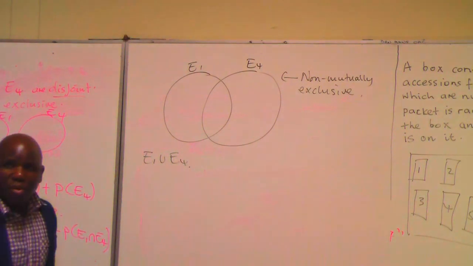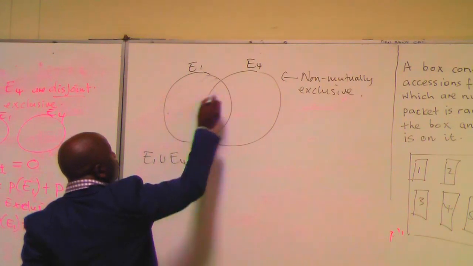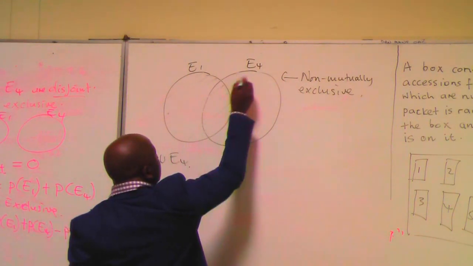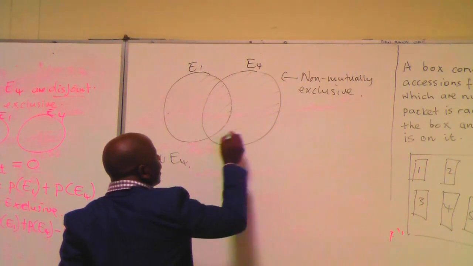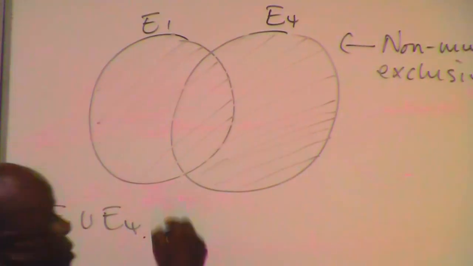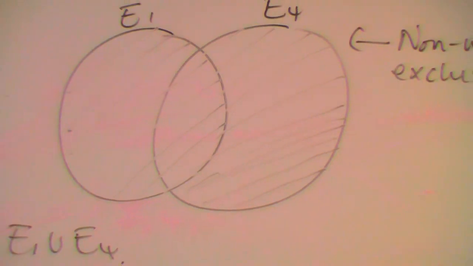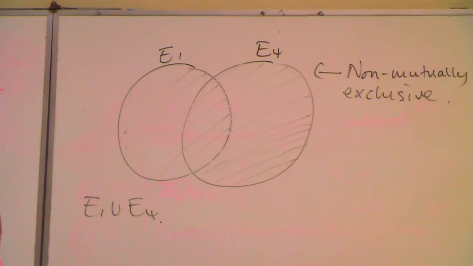You see, E1 union E4, I will shade the region to show you the region that we want. This is the region that we want. And I'm sure all of you will appreciate why we are studying sets in basic maths, because it helps you to understand the concepts that we are covering. So E1 union E4 is that shaded region which is shown there.